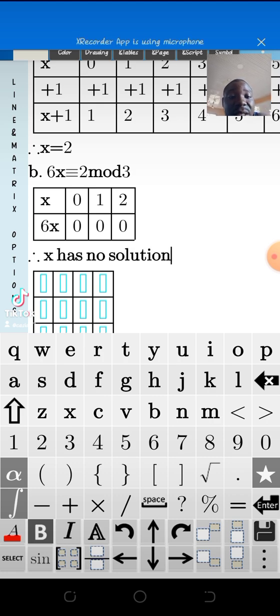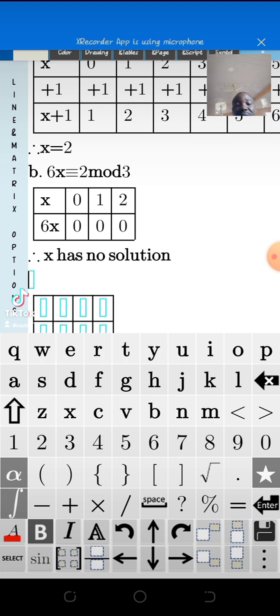The reason is that, if you observe critically, you see from the table 6x has no correspondence of 2. Because 6x is equivalent to 2, and there's no number from that row that corresponds with that. So that's why there's no solution to the value of x in that case.